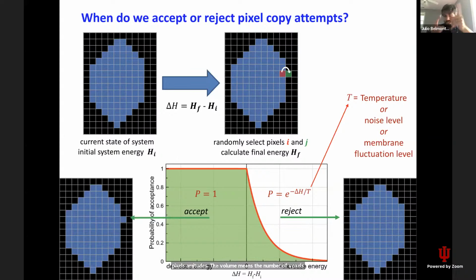And the surface, in 2D, will be the number of sides of the pixels. And in 3D, it will be the number of faces of your voxels. Does that make sense?